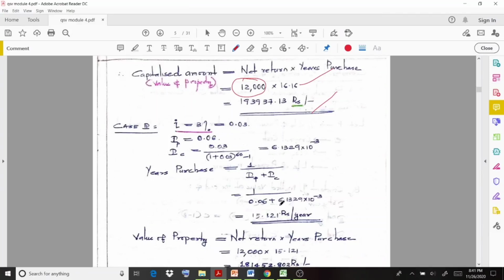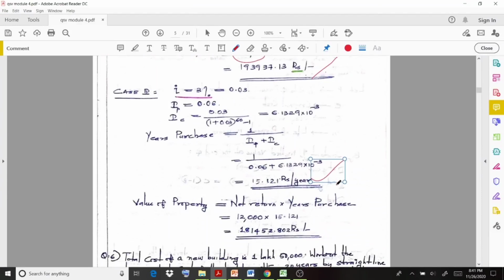If you substitute, you will get the years' purchase, which is going to be 15.121 rupees per year. The value of the property is going to be 1,81,452.802 rupees. That's the case.